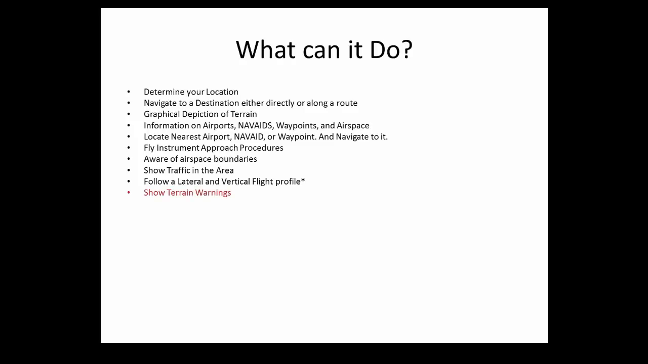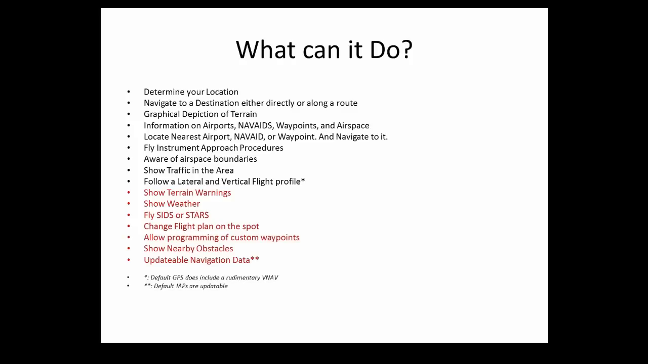Now, these next items are in red because they are things that the default GPS can't do, but real GPSs can. I.e., they can show terrain warnings, show weather, fly SIDs or STARs, change the flight plan on the spot, allow programming of custom waypoints, they can show you nearby obstacles, and they feature an updatable navigation database.